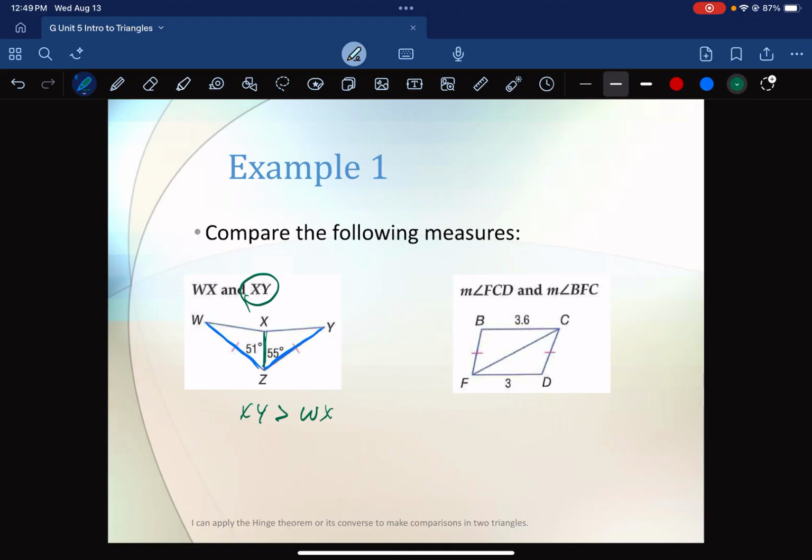Now look at the next one. Here, I'll use a highlighter on this. So here's one pair of congruent sides, and then they share this pair of sides. So I've got this angle here and this angle here that I can compare. Well, this angle's across from 3.6, but this angle's only across from 3. So which angle must be bigger? Is it BFC? Yeah, BFC is greater than FCD. So we would say the measure of angle BFC is greater than the measure of angle FCD.